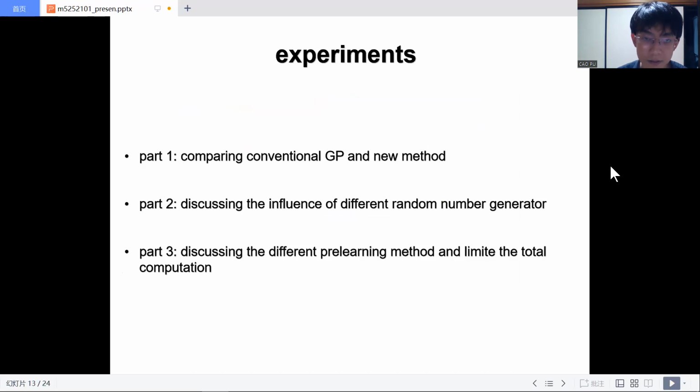And next, I'd like to introduce some experiments for our study. For now, we designed three stages for this study. Part 1, we did a competition between the conventional genetic programming and the new method. In part 2, we discuss the influence of different random number generators. In part 3, we discuss the different pre-learning methods and limited total competition.